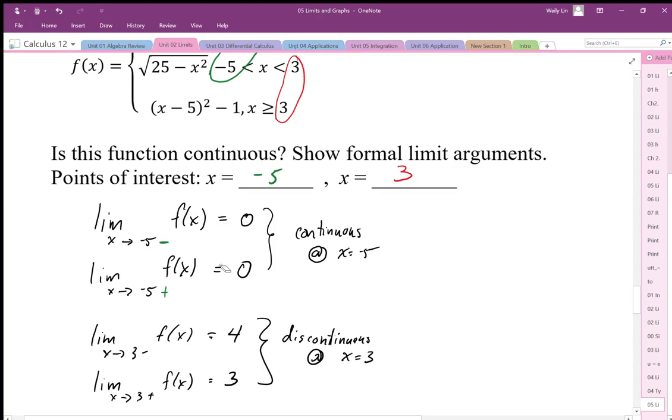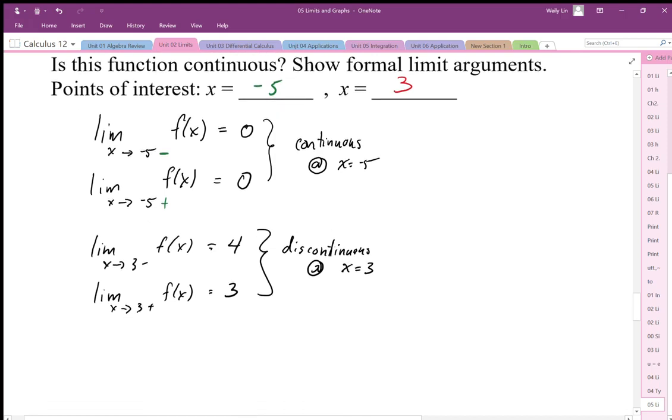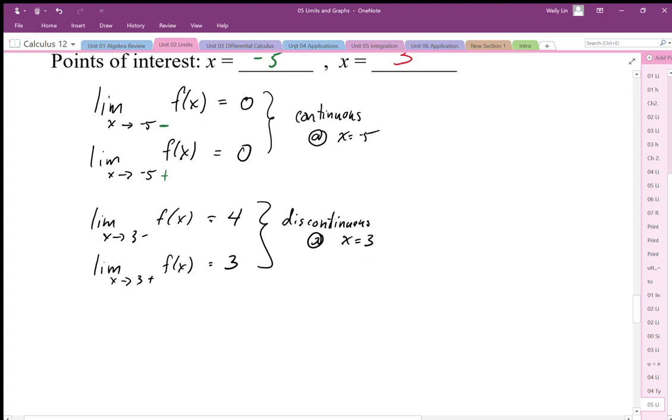So this one passes both tests. The left and right hand limits are equal, and the point is defined at x equals -5. Here, this just doesn't pass the first test of continuity, in that the left and right hand limits do not equate. So that cannot be continuous because of that.